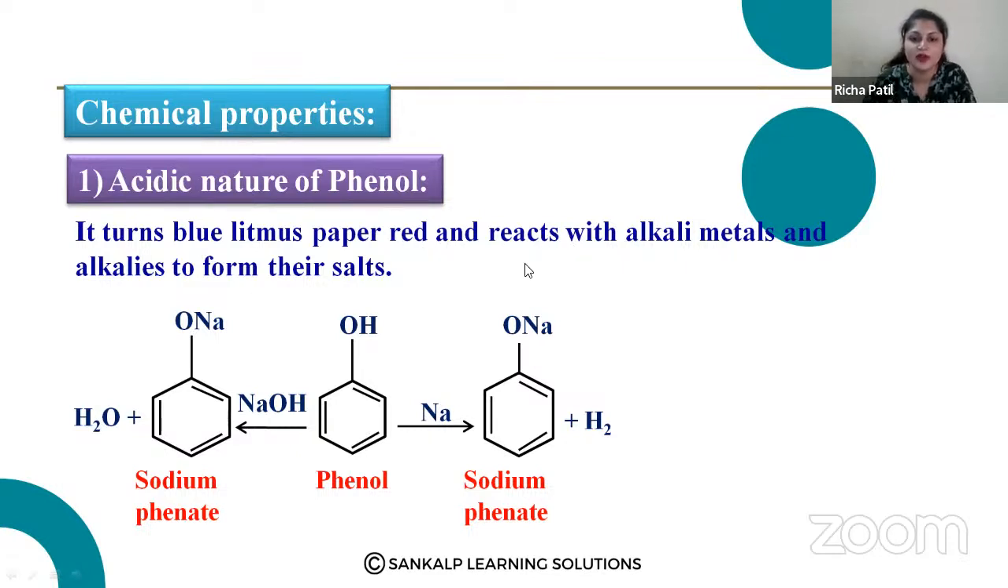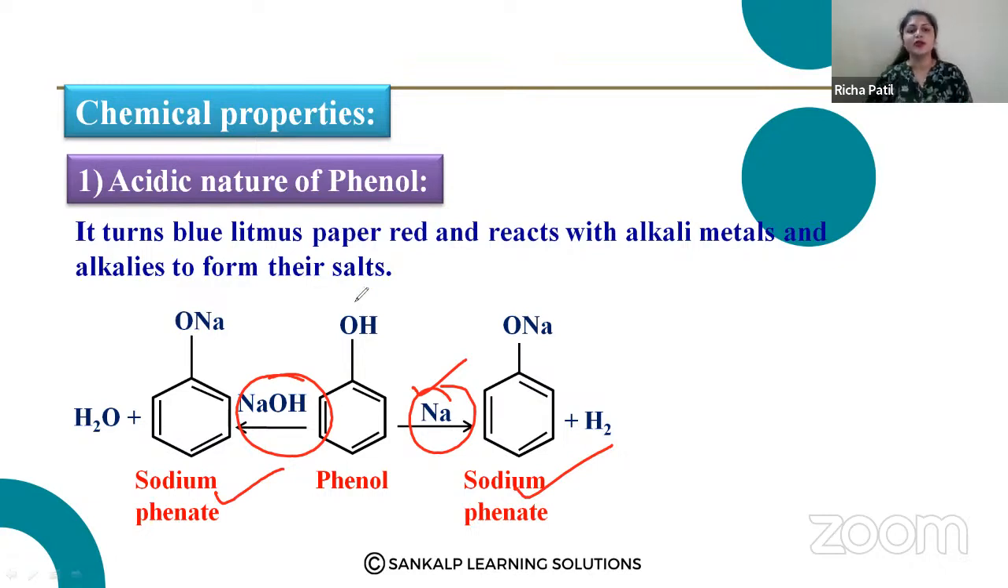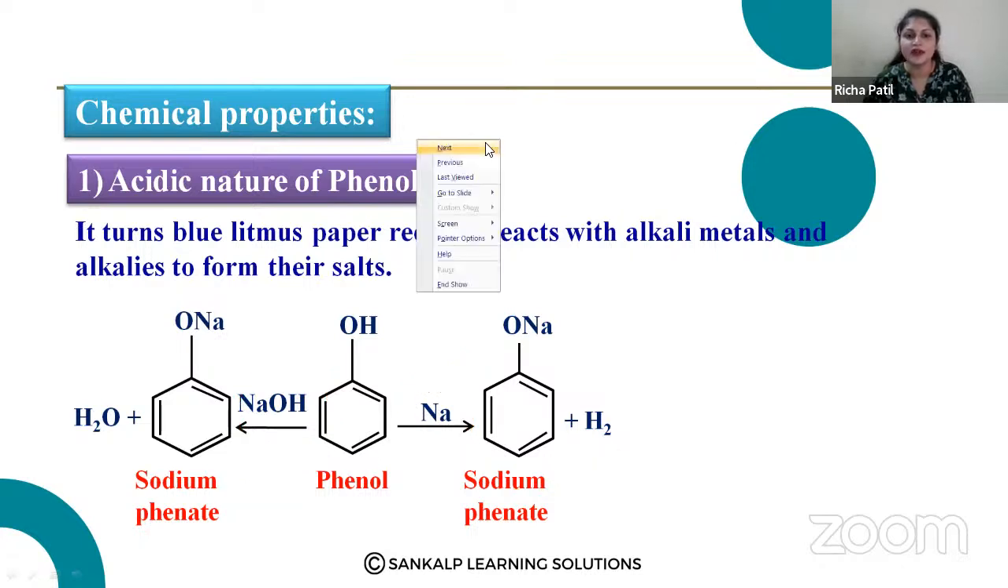Phenol can react with both. Okay, it reacts with both. It reacts with metal also, sodium metal also, and alkalis also. This is an alkali, right? Sodium hydroxide is an alkali, to form their salt, which is sodium phenate. So this is sodium phenate. So phenol turns blue litmus red, and it reacts with alkali and alkali metal to form their respective salts. So this is the first property, acidic nature of phenols.